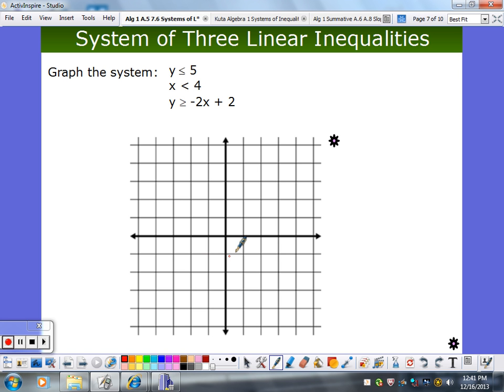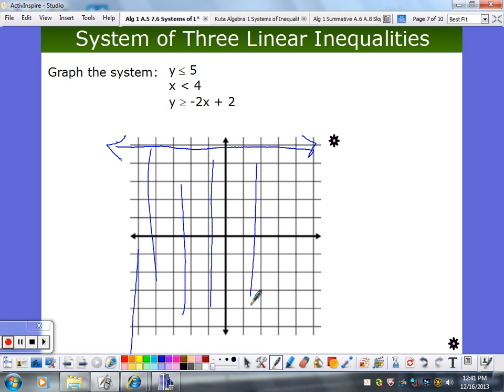Ooh, this is a good one. We have time for it. So let's graph all three. All three? Yes, all three. What is y less than or equal to 5? What does y equal to 5 look like? Yeah, horizontal, goes through 5, solid? Yeah. Because I've got the equal. And now shading lightly. Less than is below, right?